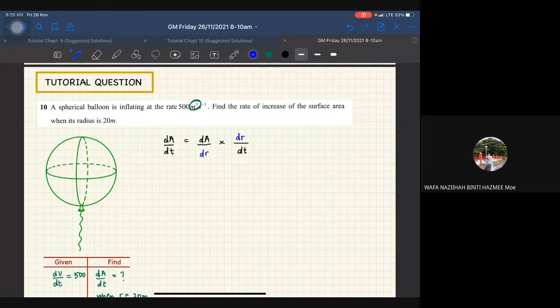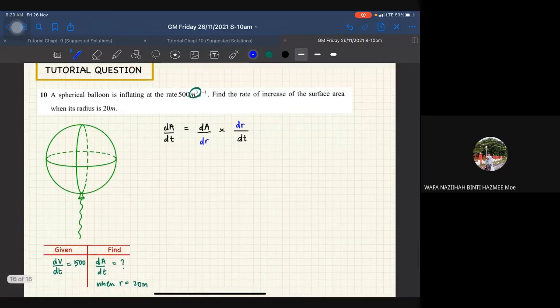Sama juga macam tadi, kita keluarkan formula yang kita tahu. Total surface area is 4/3 pi r square? No. It's 4 pi r square. Okay, and then the volume is 4/3 pi r cube. This one. Okay. So, betul ke formula saya ni? Betul-betul. Okay.